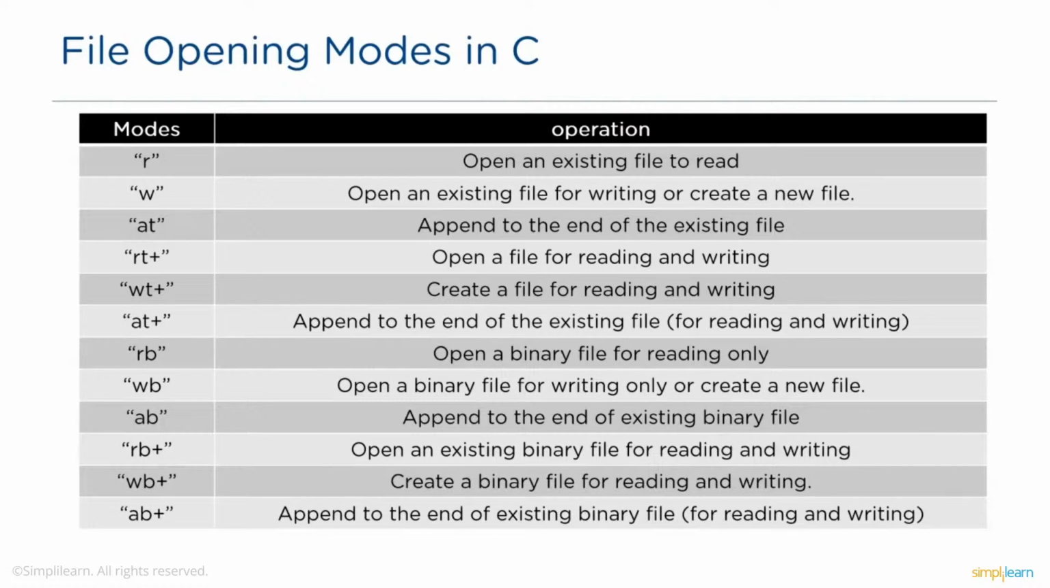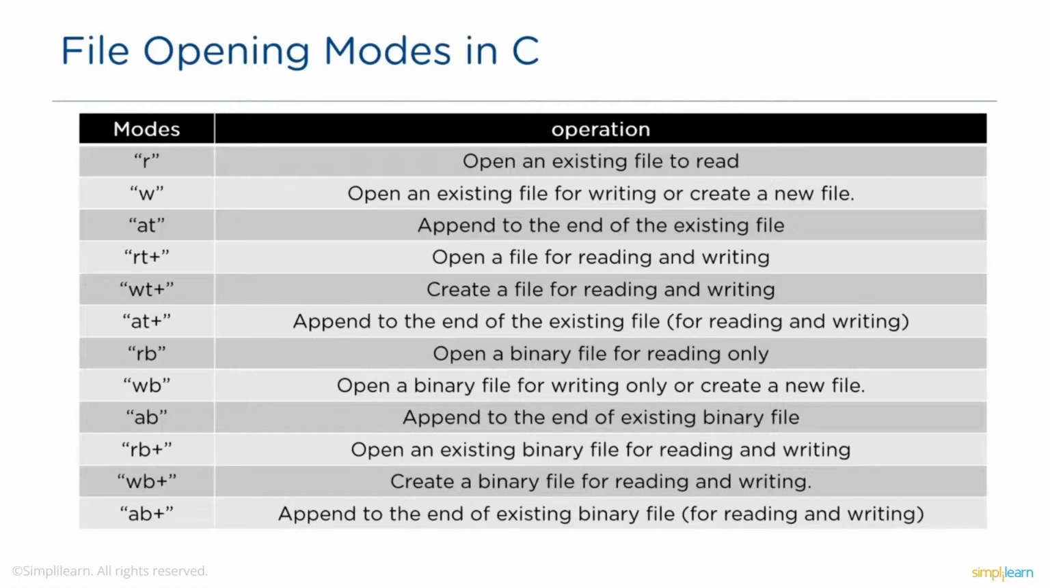Following, we have rb, where b stands for binary files. So basically, it is used to open an existing binary file for reading only. wb, this mode is used to create and open a binary file for writing. ab mode appends at the end of the existing binary file. Next, rb+ opens an existing binary file for reading and writing. wb+ creates and opens the binary file for reading and writing. And finally, we have ab+. This mode is used to append to the end of the existing binary file for reading and writing.